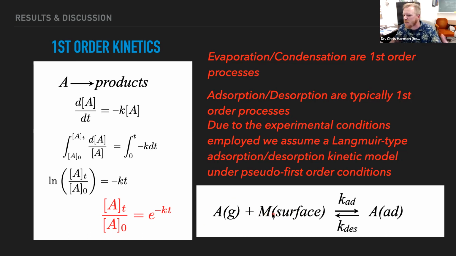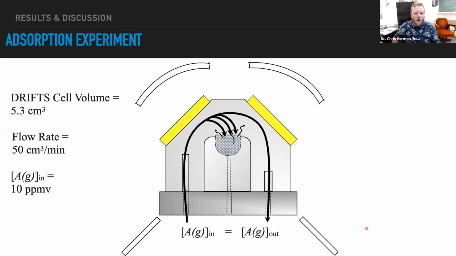So that's this M surface, our metal surface sites, and then our adsorbed phase. AD stands for our adsorbed phase. So K-ad is the rate constant for adsorption, and K-des is our rate constant for desorption. Okay, so based on these conditions, we have a 5 cubic centimeter volume and we're flowing 50 cubic centimeters per minute. This is how we know that this is pseudo first order, because the concentration of our gases going in is going to be the concentration of gases coming out, because this cell is constantly refreshed, okay?